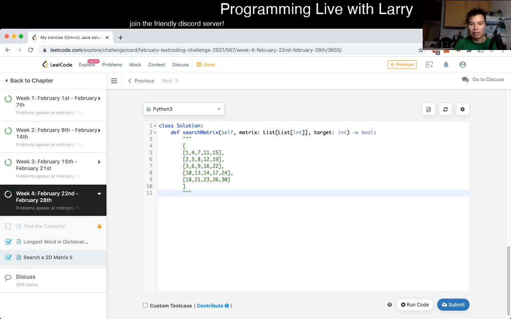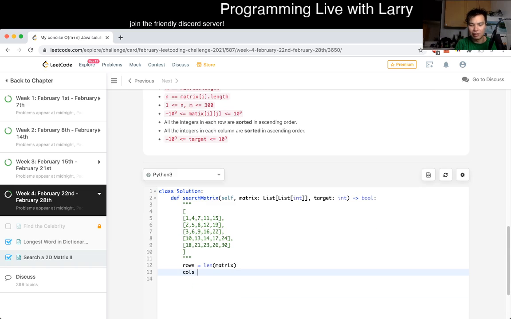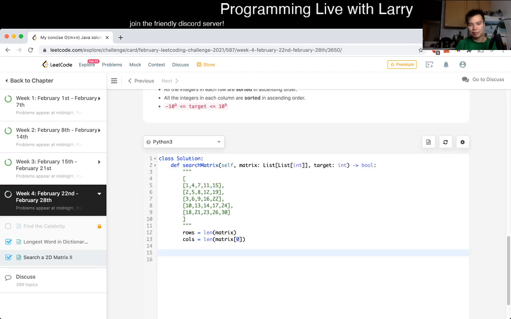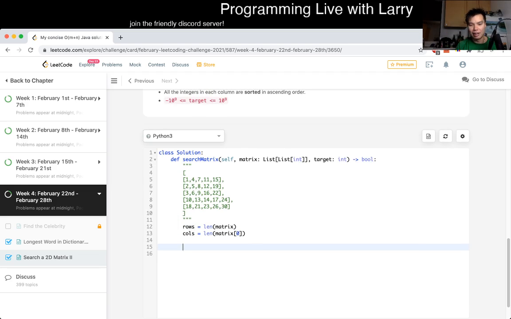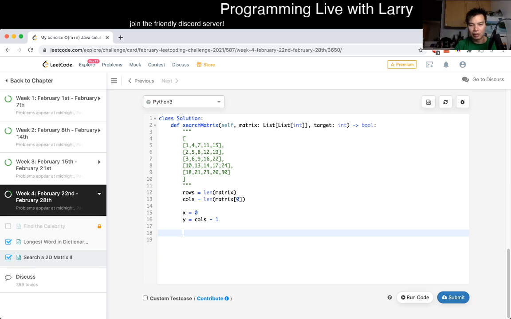So then we start with, okay, rows is equal to the length of matrix. Column is equal to the length of matrix of 0. And then now we can start with x is equal to 0, y is equal to columns minus 1, and then we go from the corner. So while x is less than rows and y is greater than or equal to 0, we check, right?